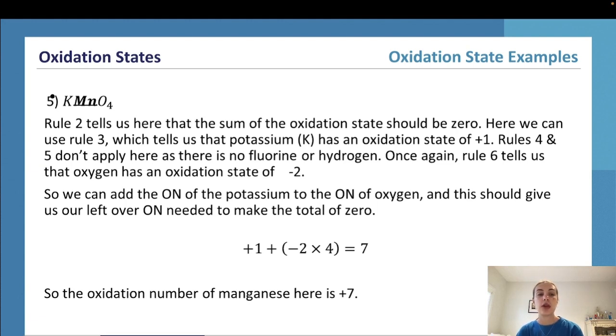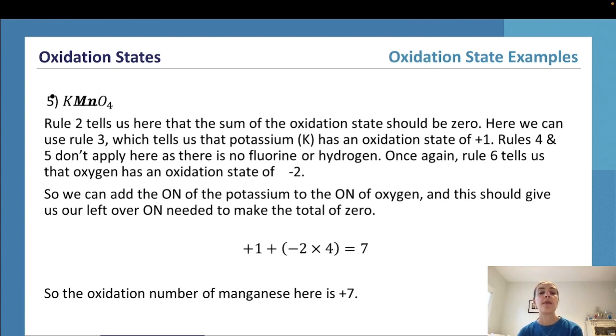The thing we then need to note here is that we've got +1 for potassium, and then we're going on to oxygen, and we've got 4 oxygens. Each oxygen, we need to remember, is going to be minus 2. But we've got 4 of them, so we do 4 times minus 2, and that gives us minus 8. But we're wanting to figure out what the oxidation state of manganese is. So we need to add up what we've got so far.